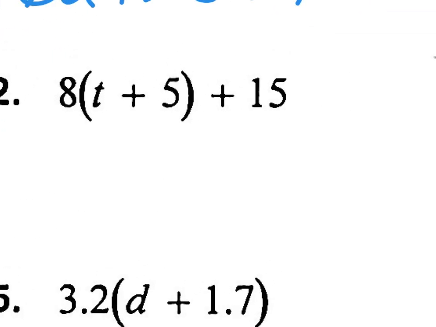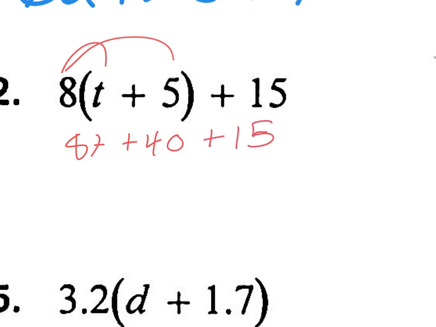So again, let's do this one. We're going to start out with 8 times t is 8t. Then we have 8 times 5, which is 40. Then we have plus 15. Always start asking yourselves, can things be combined? And we know that 15 and 40 are in the same family.